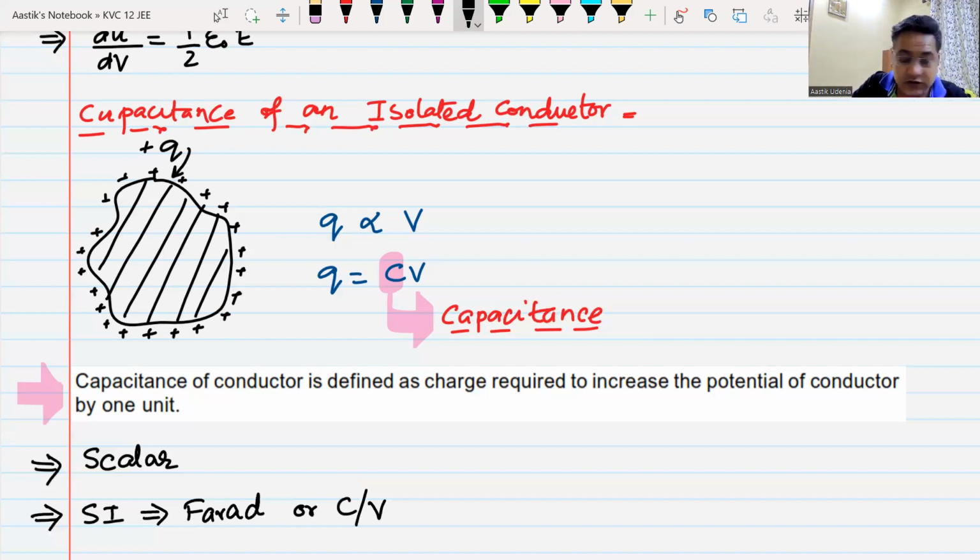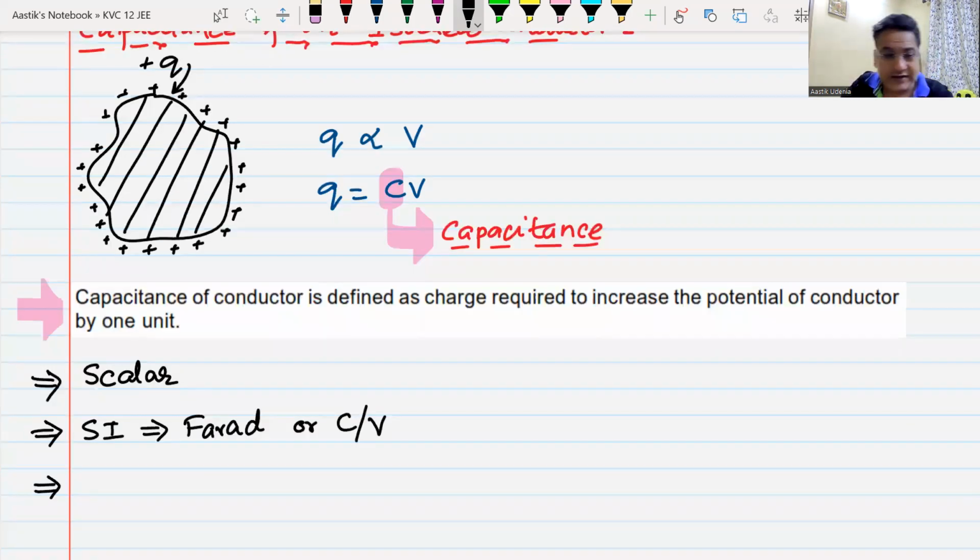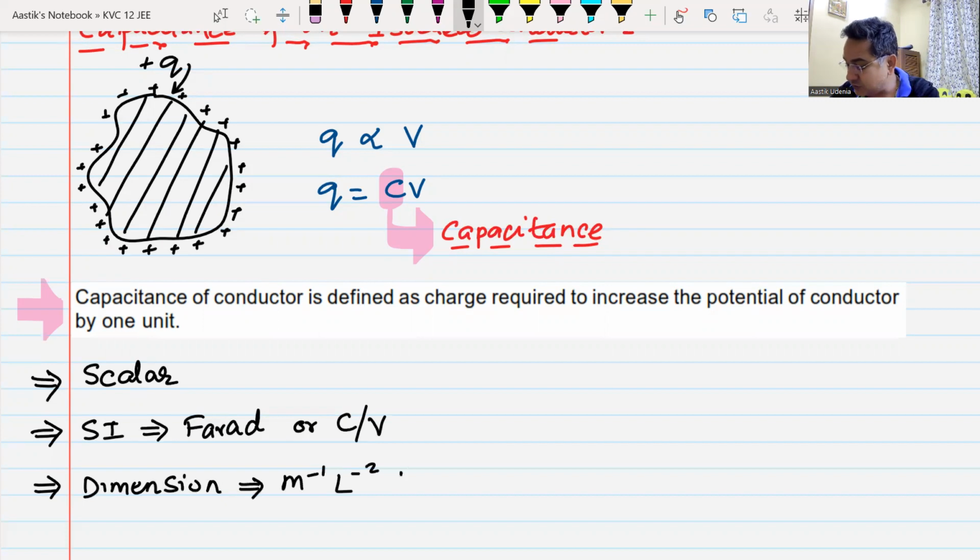What is the dimension of this quantity? You have to remember all these dimensions, because in the examination hall it might be difficult for you to get it in the required time. Can anyone tell me the dimension? M minus 1 L minus 2 ampere square T raised to the power of 4. This is the dimension of capacitance.